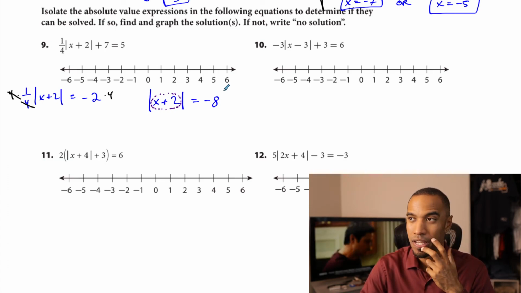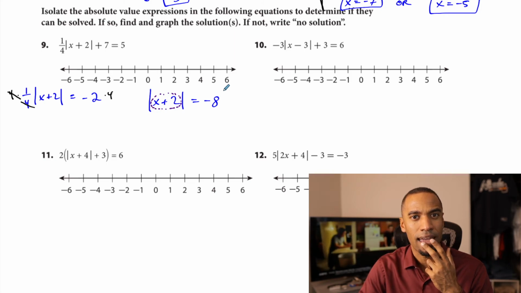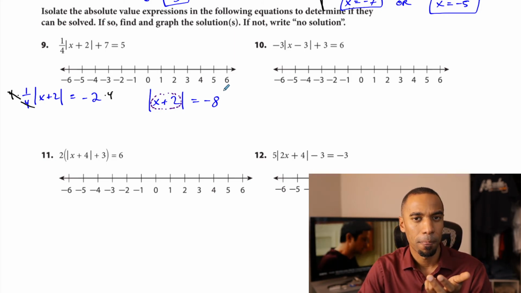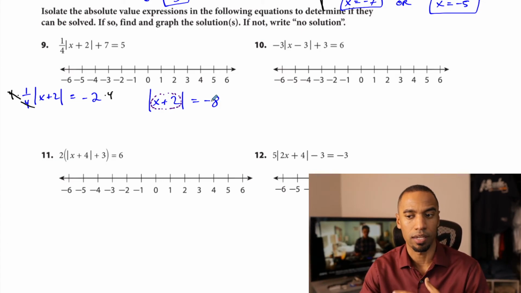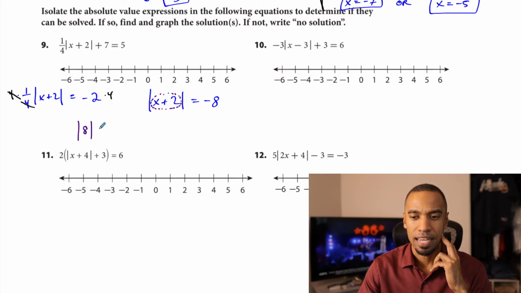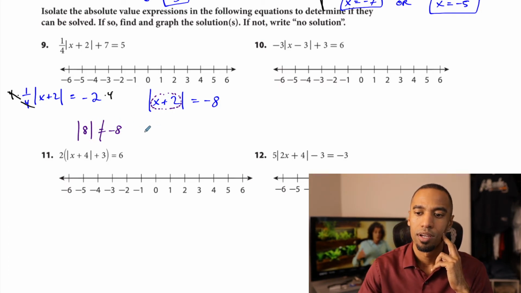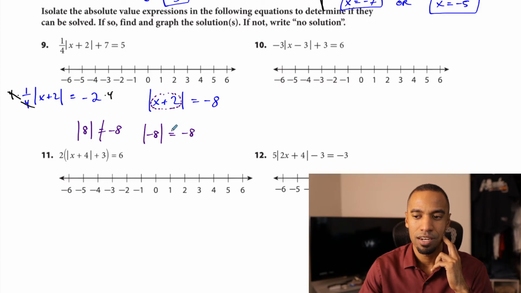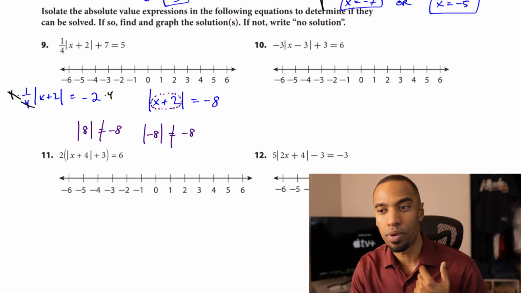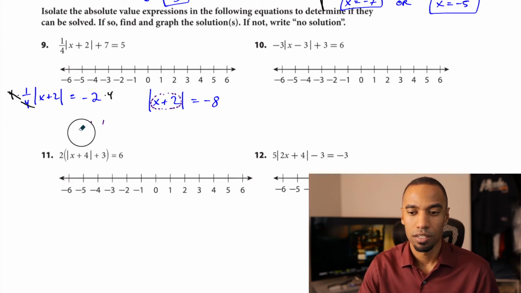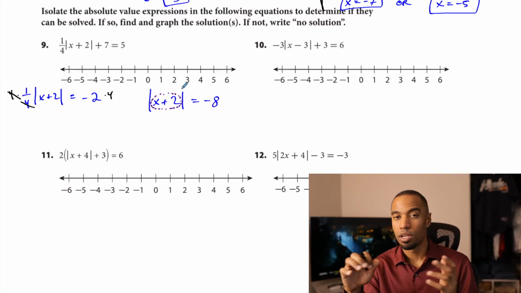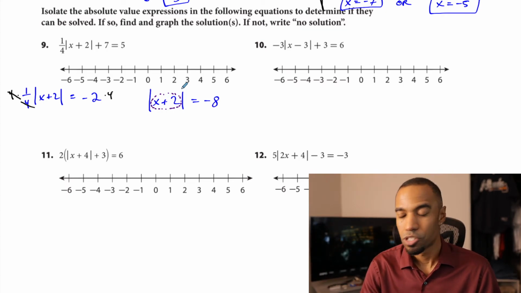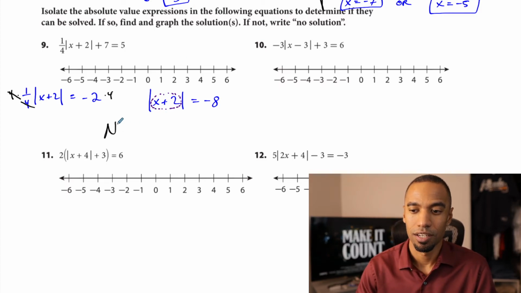Okay, well that's interesting. Take the absolute value of a number and get a negative? That's not a thing, right? We should only get positive, or really the sign shouldn't be a part of this right here. The absolute value of 8, is that negative 8? No. The absolute value of negative 8, is that negative 8? No. Is there a value that we can take the absolute value of to get negative 8? No. So is there a value of x I could plug in? No. So is there a solution to this thing? No. There is no solution to this.